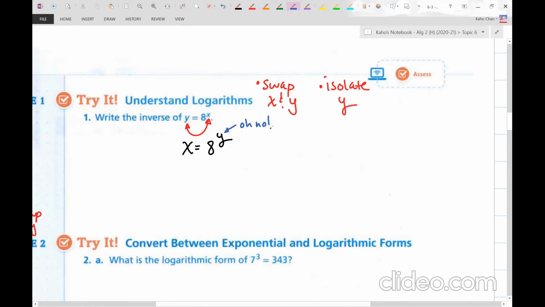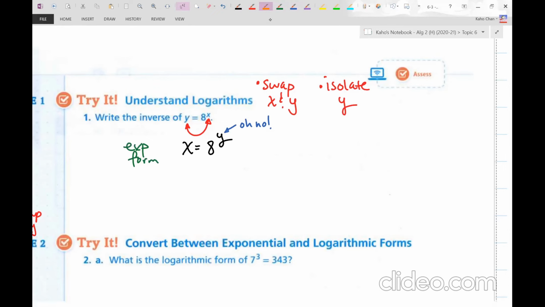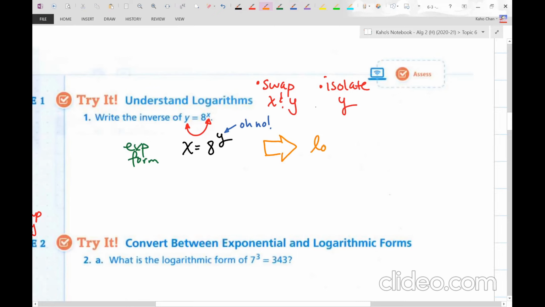Well, one strategy is to convert it into the other form. Right now, it's in exponential form. Let's convert it to log form. Now, to convert from one to the other, let me show you the technique, okay? Write the words log, and then give yourself some white space and write the word equals, okay? How do we convert from one to the other? All right, here we go. The base is 8.